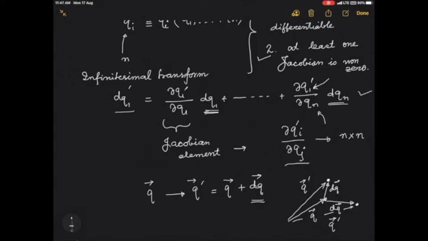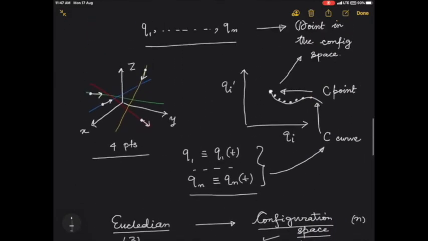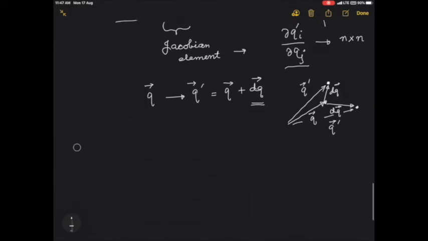It doesn't move because whatever the values of these dq's are, because the Jacobians are 0, these things will be 0. That is telling us that we cannot have all the Jacobian elements 0. At least one has to be non-zero such that you move the point a little bit. So now what is this doing? What is this type of transformation doing? It is nothing but moving one point in the configuration space to another point in the configuration space. Because of this, these are called point transformations.